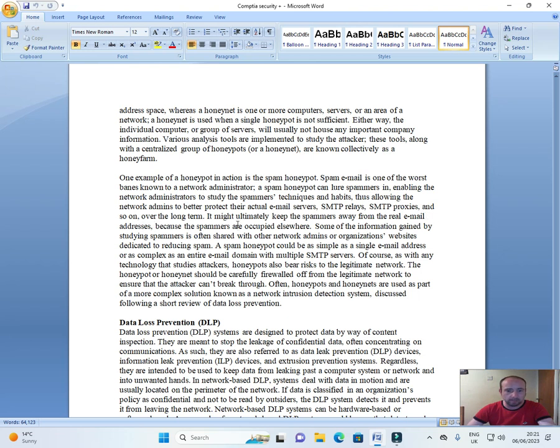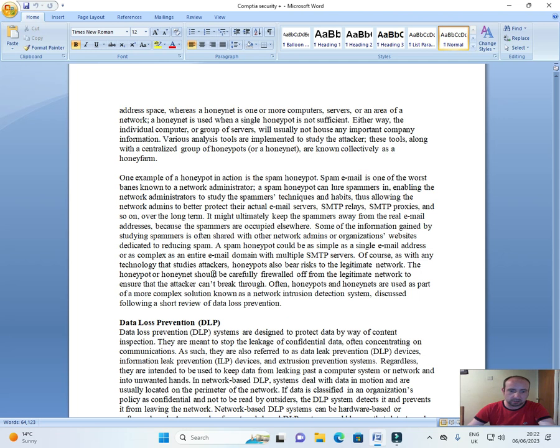Over the long term, it might ultimately keep the spammers away from the real email address because the spammers are occupied elsewhere. Some of the information gained by studying spammers is often shared with other network admins or organizations and websites dedicated to reducing spam. A spam honeypot could be as simple as one single email address, or as complex as an entire email domain with multiple SMTP servers.